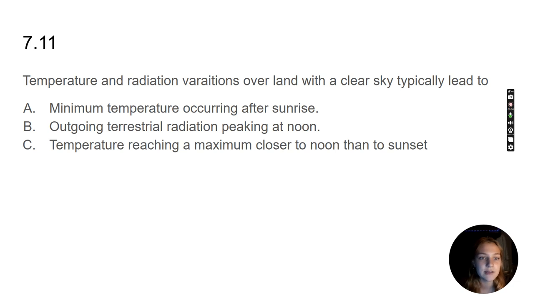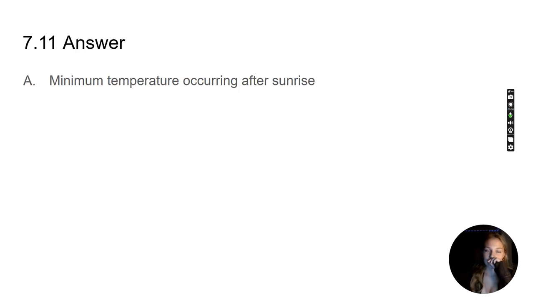Alright, final question. Temperature and radiation variations over land with clear sky typically lead to minimum temperature occurring after sunrise, outgoing terrestrial radiation peaking at noon, or temperature reaching a maximum closer to noon than to sunset. And the answer is A. It's not any of that noon stuff, it is the minimum temperature.